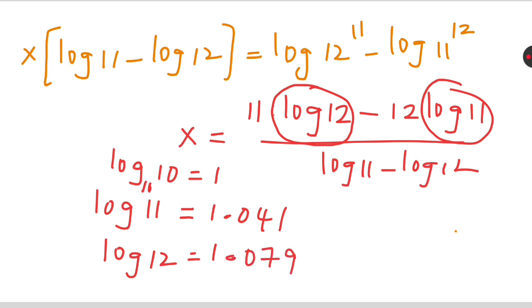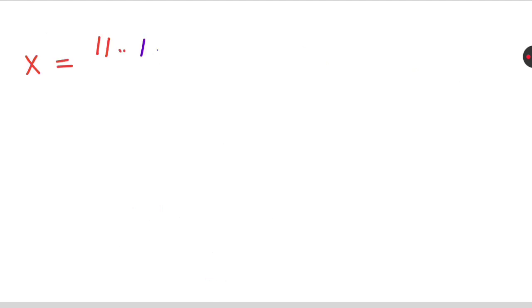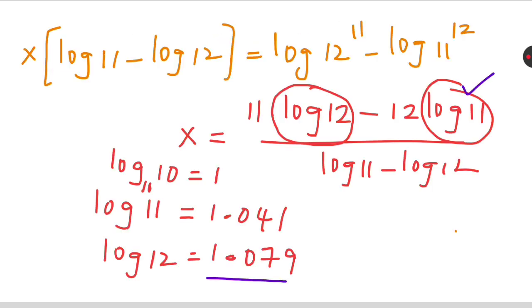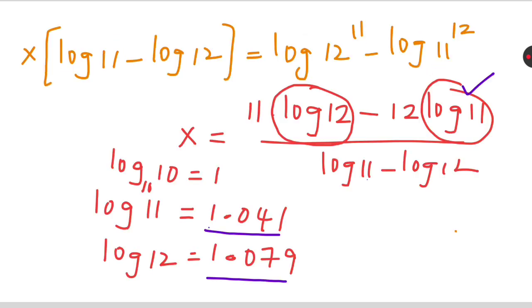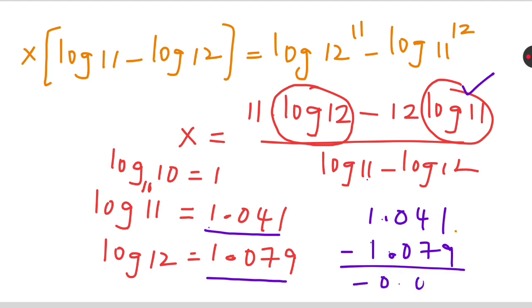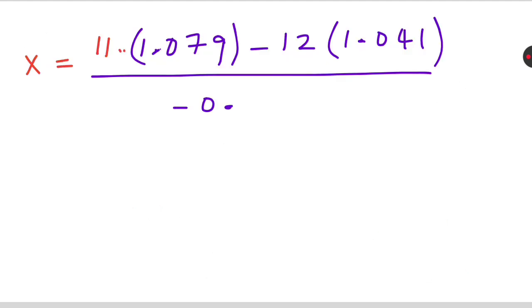Let's substitute in our x value. So x equals 11 times log 12, which is 1.079, minus 12 times log 11. Log 11 is 1.041. So the denominator is 1.041 minus 1.079. After doing the subtraction, we get minus 0.038. So the denominator value is minus 0.038.